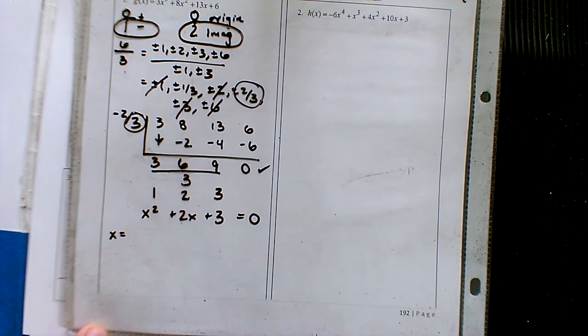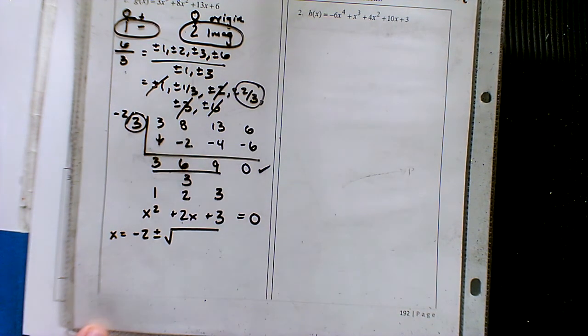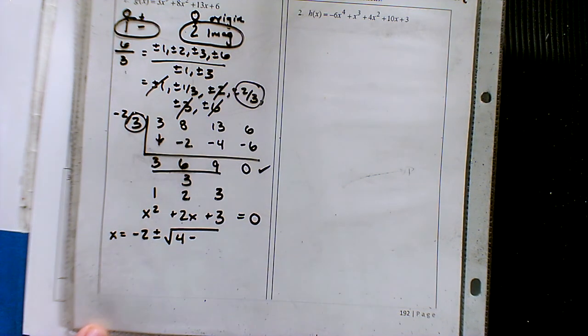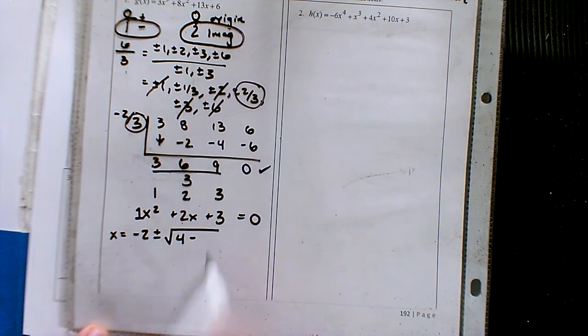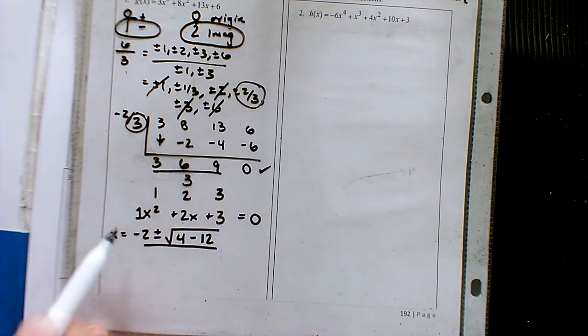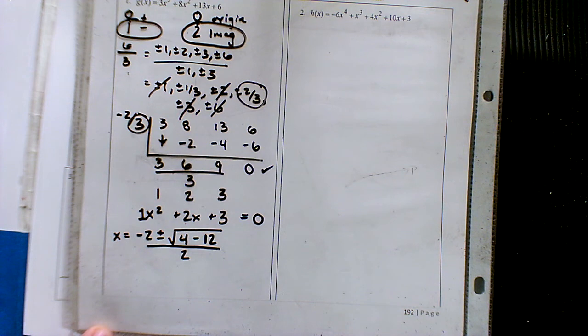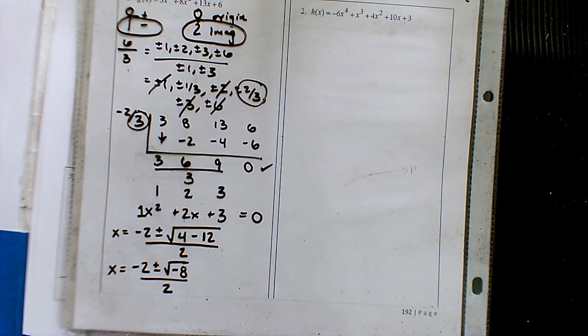All right, opposite of b, so negative 2, plus or minus the square root of b squared, 4, minus 4 times 1 times 3, which would be 12. All over 2 times 1, which would be 2. All right, so negative 2 plus or minus the square root of negative 8 all over 2.